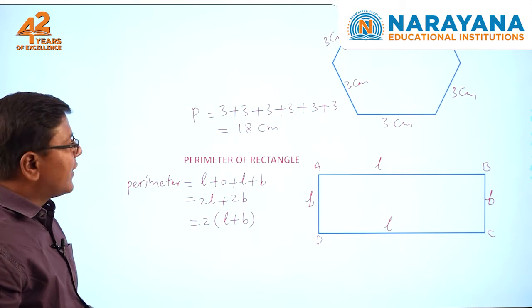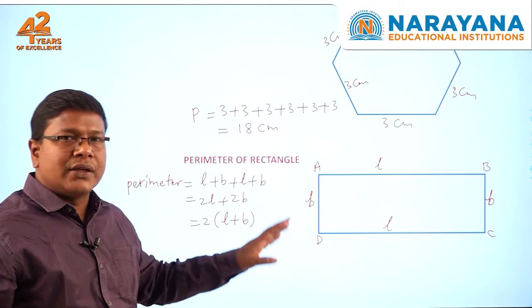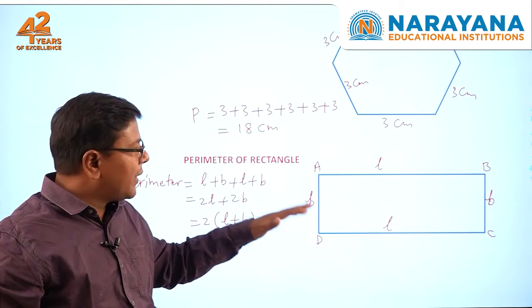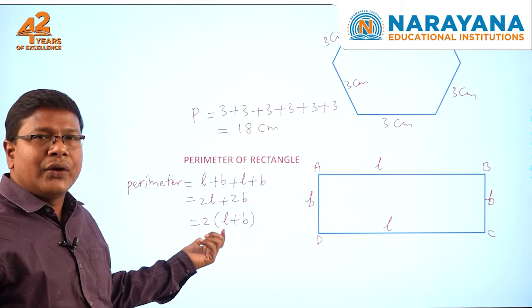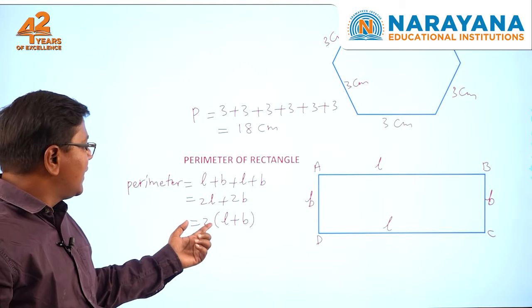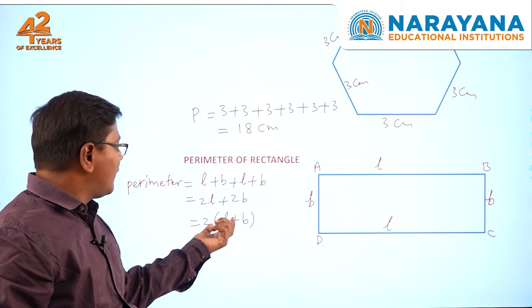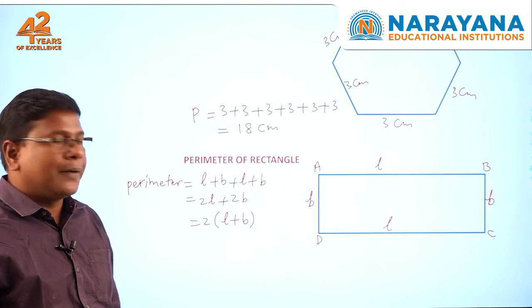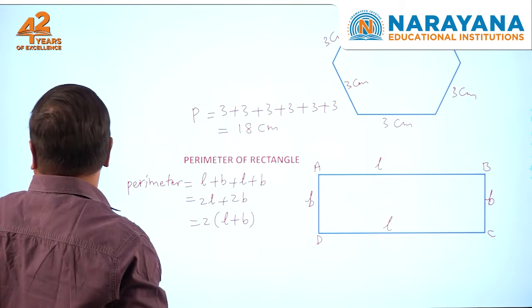Generally, for any geometrical shape which is a rectangle, to find its perimeter, this is the formula you need to apply: twice the sum of length and breadth gives the perimeter of the rectangle. Now come to one example on this.